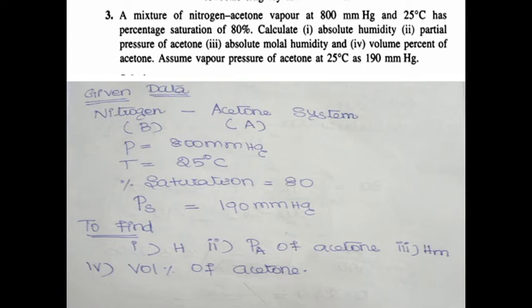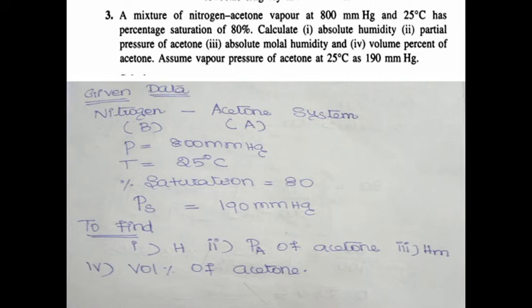Okay. So here, read the problem carefully. First identify the system. Acetone is a vapor, nitrogen is a gas. So which one is the A component, which one is the B component? From this problem, acetone is the A component, nitrogen is the B component. Are you clear or not?